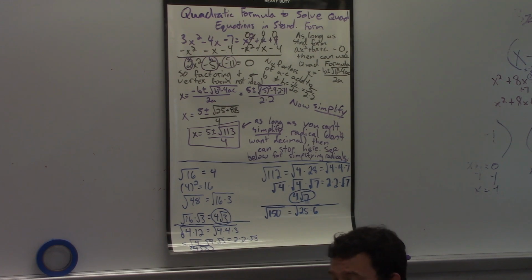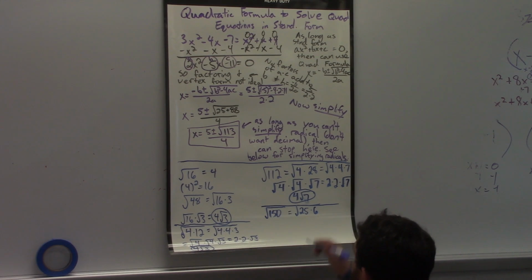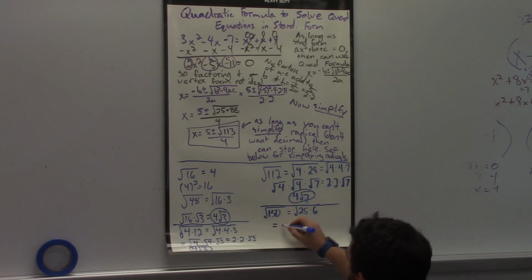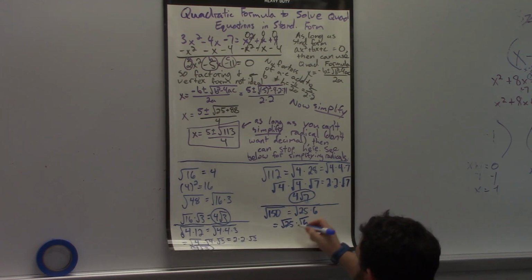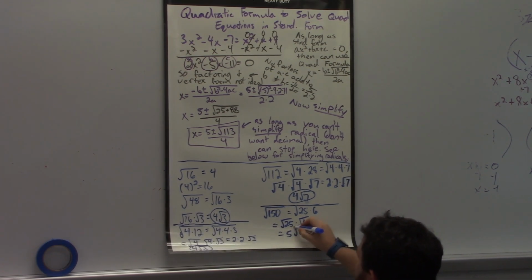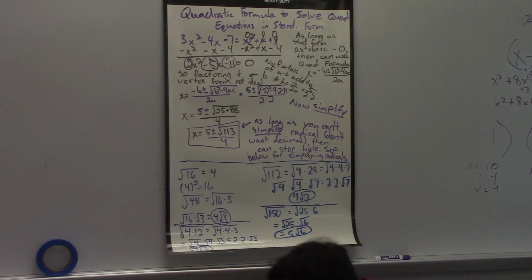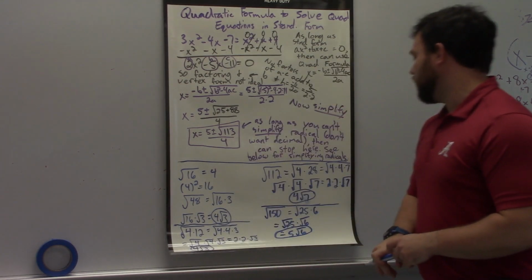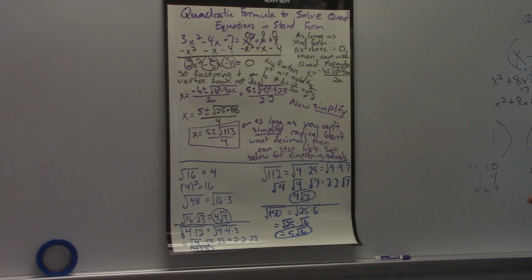When I look at that 6, I don't have any factors of 6 that are perfect squares, so this is fine to stop at. I'm going to rewrite my radicand with 2 factors as 2 radicals, one for each factor, and the square root of 25 is 5. Notice all I'm doing when I simplify is I find every factor that I can that is a perfect square, separate my radical into the number of factors that I have, and I take the square root of what I can take a square root of.